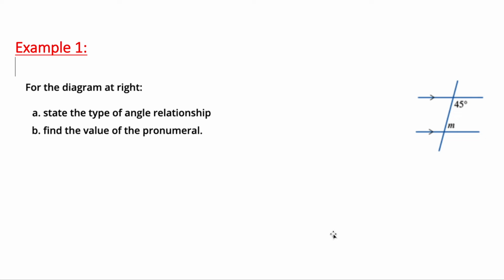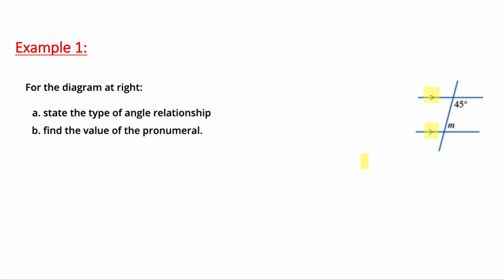Let's do some examples. Example 1: For the diagram at the right, state the type of angle relationship and find the value of the pronumeral. Notice that they are already telling us that they are parallel lines. How are they telling us this? Because we have these arrows here.